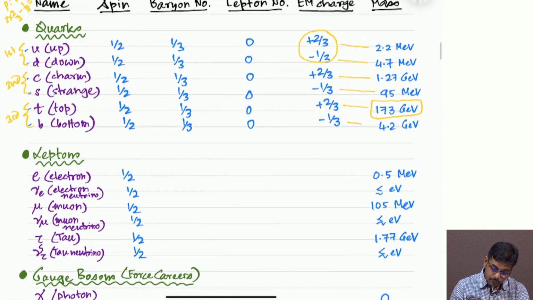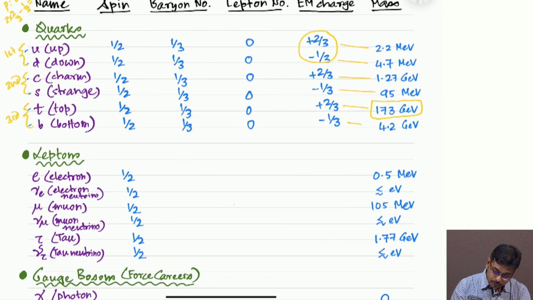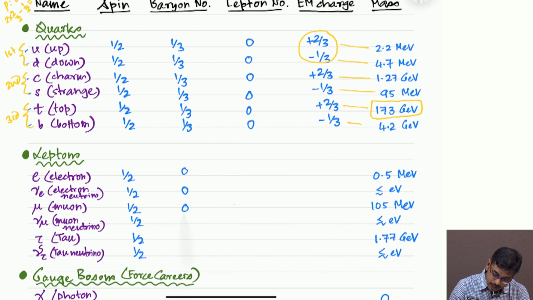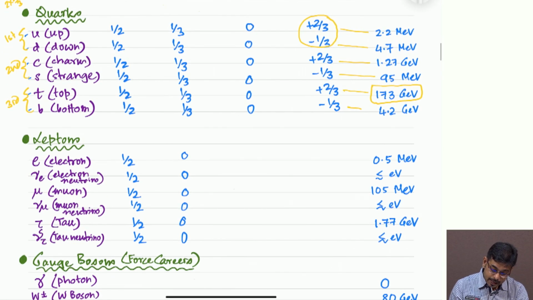All right. And what will be the baryon number? Of course, these do not form baryons, so the baryon number will be identically 0 for all of these particles. What about the lepton numbers? Of course, we assign a lepton number of +1 to the electron. So, each one of them will have a lepton number of 1 unit.